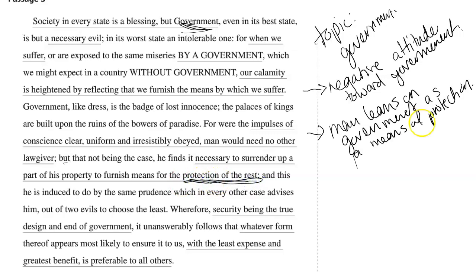So no, it's not a perfect system, and they've acknowledged that, and yet we turn to it because we need that protection. And this he is induced to do by the same prudence which in every other case advises him, out of two evils, to choose the least. Wherefore, security being the true design and end of government, it unanswerably follows that whatever form thereof appears most likely to ensure it to us, with the least expense and greatest benefit, is preferable to all others.